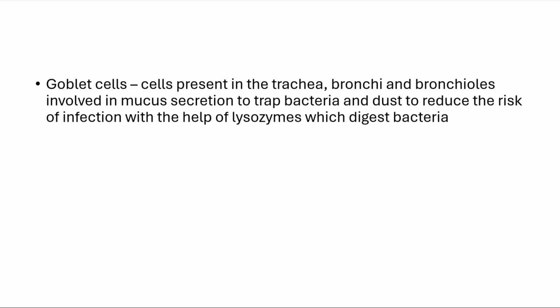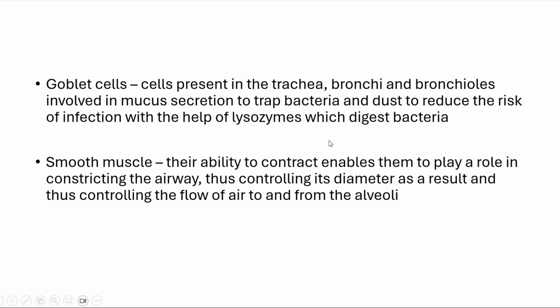Goblet cells, these are the things that actually make the mucus. So these are the cells present in the trachea, bronchi, and bronchioles, involved in mucus secretion to trap bacteria and dust to reduce the risk of infection, with the help of lysozymes. Obviously, you know lysozymes from topic 2, and you know what they do. Alright, cool.